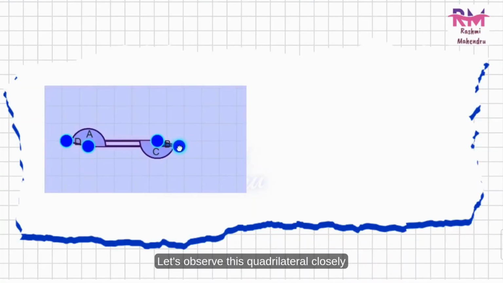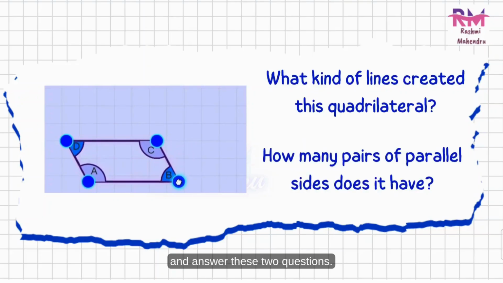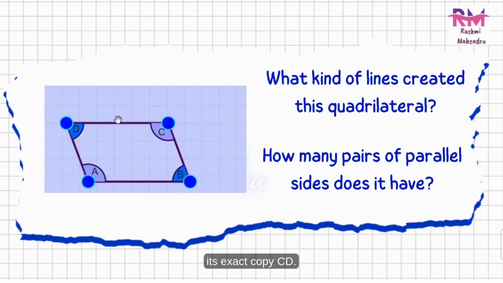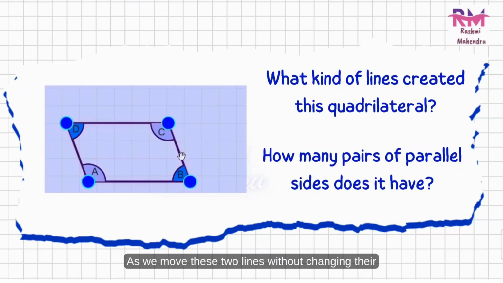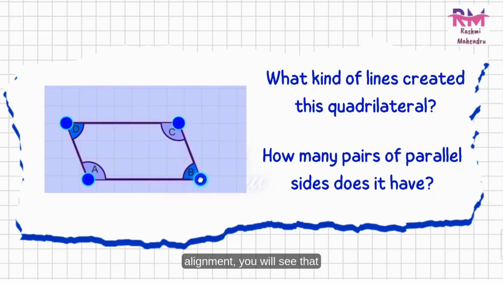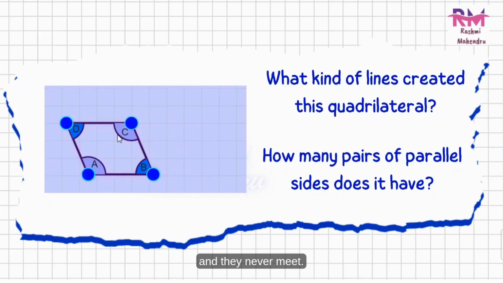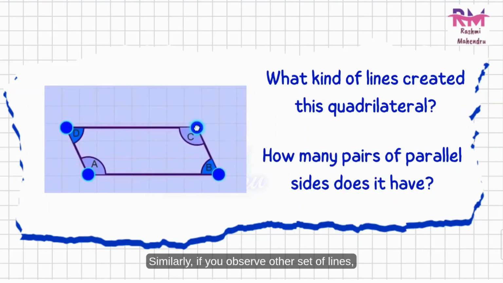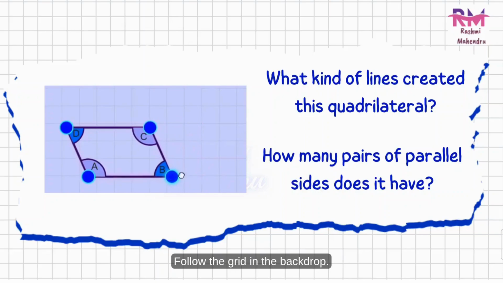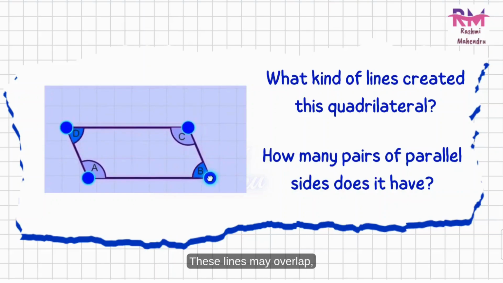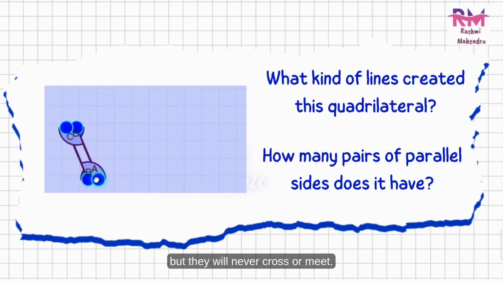Let's observe this quadrilateral closely and answer these 2 questions. See how we've taken a line AB and created its exact copy CD. As we move these 2 lines without changing their alignment, you will see that the distance between them never changes and they never meet. They may overlap, but they will not cross each other. Similarly, if you observe the other set of lines, BC and AD, what's your observation? Follow the grid in the backdrop. What do you observe? These lines may overlap, but they will never cross or meet.